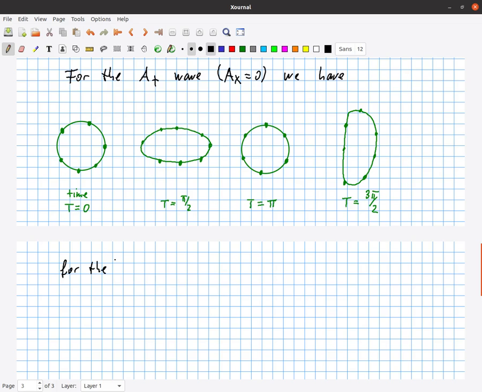For the other wave, for the A cross wave, one finds pretty much the same picture, just rotated a little bit.